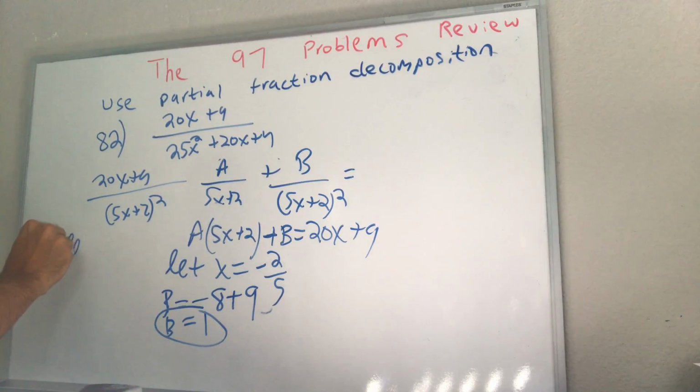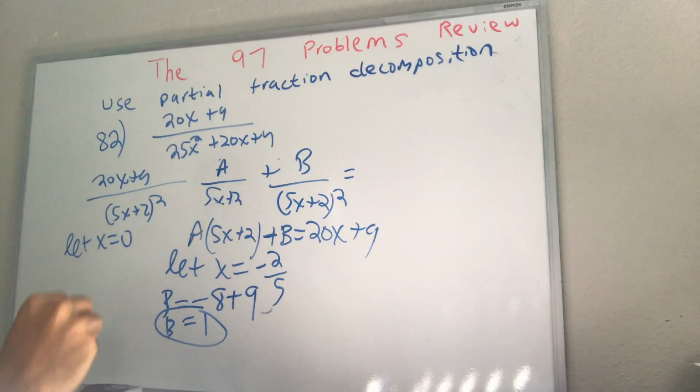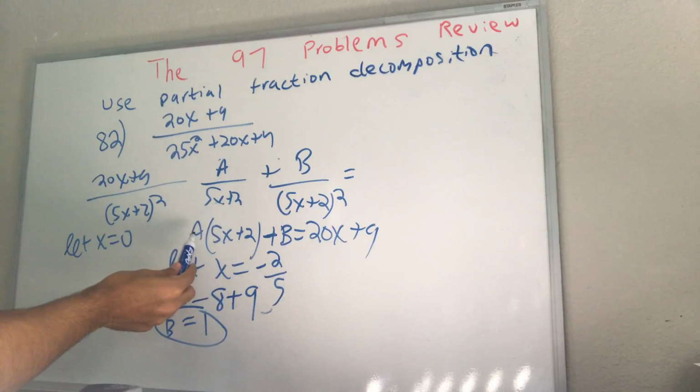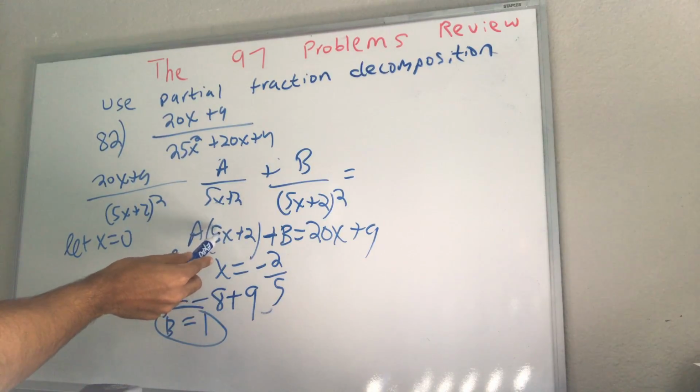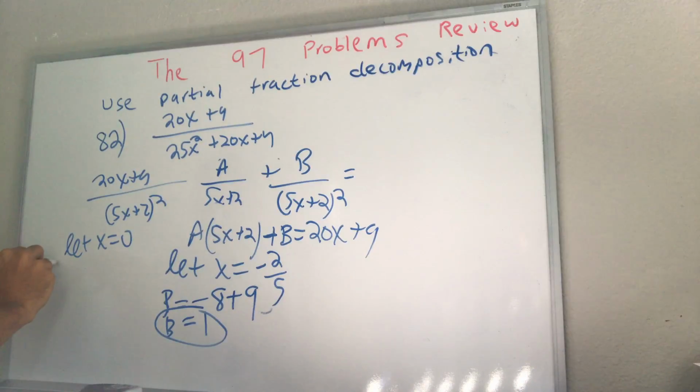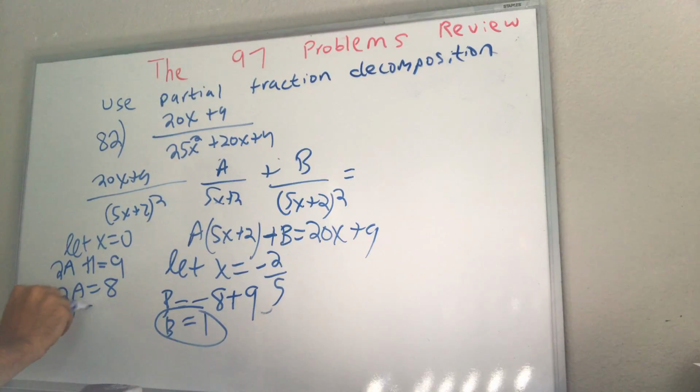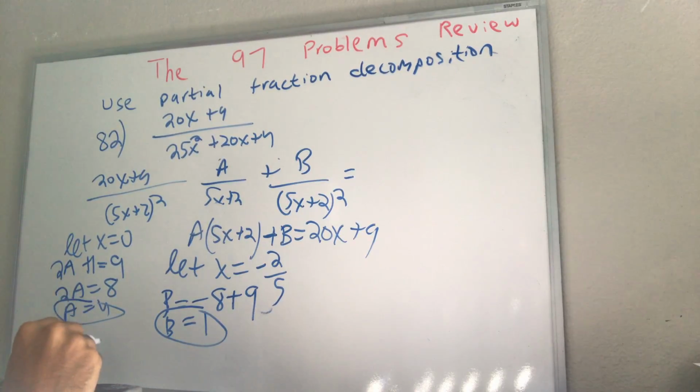Now we can let x be equal to 0. If x is equal to 0, we are again looking at this expression. In that case, this would be 2a plus 1 is equal to 9. All I did was put 0 in for x into this equation over here. Solving this for a, we get 2a is equal to 8, so a must be equal to 4. So b is equal to 1 and a is equal to 4.